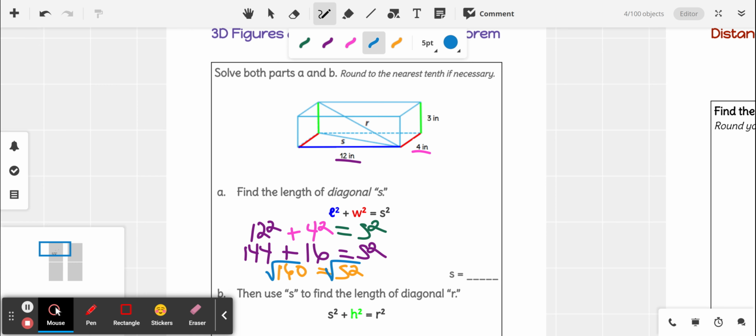When you take the square root of 160, you will come out to 12.64. But let's not forget that we need to round to our nearest tenth. So our S is equal to 12.6.